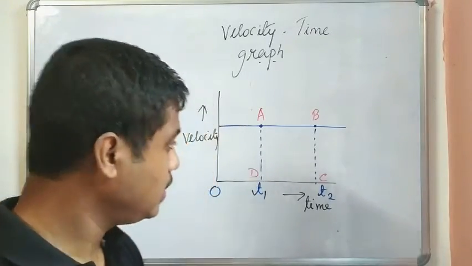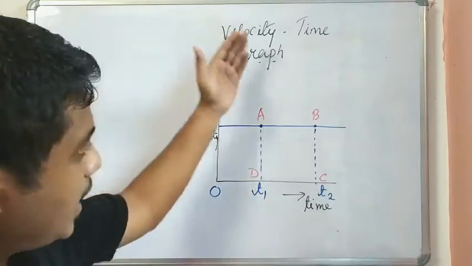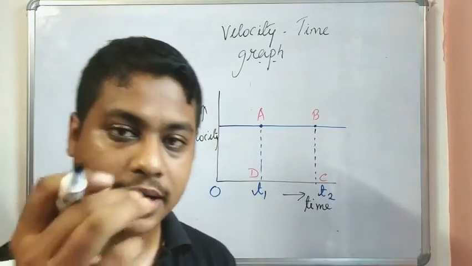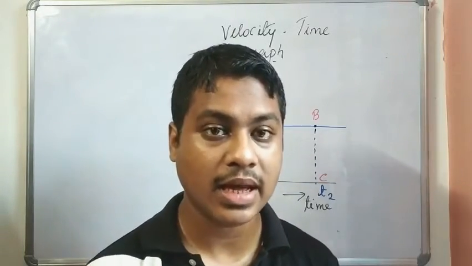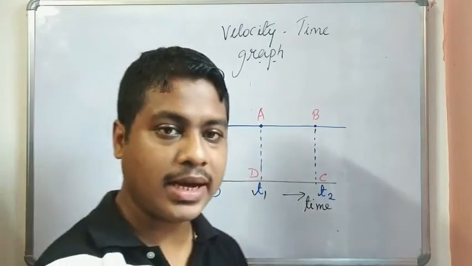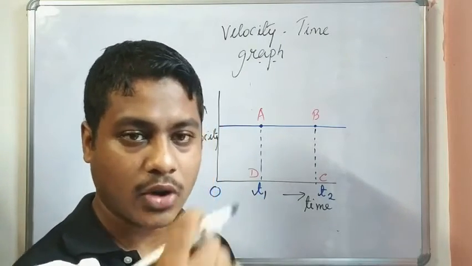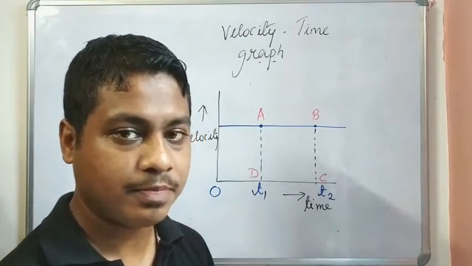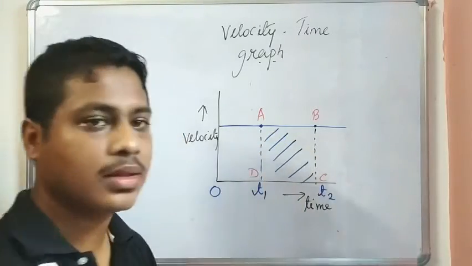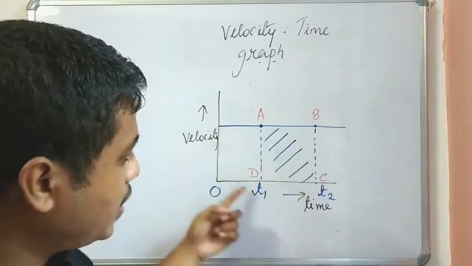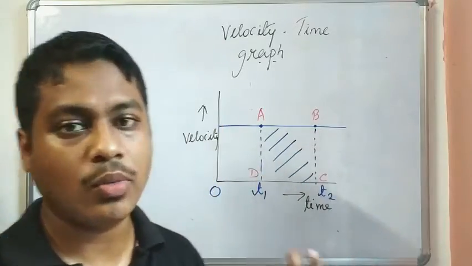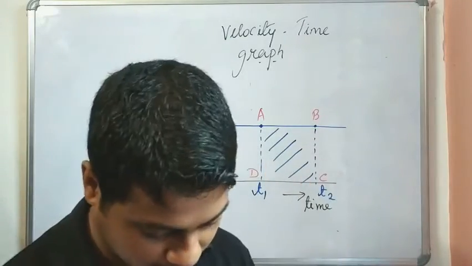Clear? Now from the velocity time graph, मैंने ऑलरेडी बोल दिया था कि जो velocity time graph है उससे हम लोग displacement निकाल सकते हैं. तो displacement कैसे निकालोगे? Suppose calculating the displacement from this graph, you have to calculate the area of this graph. Calculate the area of this part, that is ABCD part. So if you calculate this area, you'll get to know the displacement of the particle.